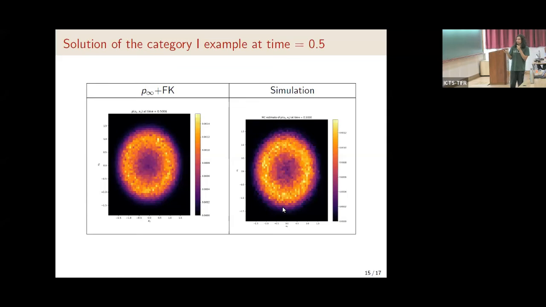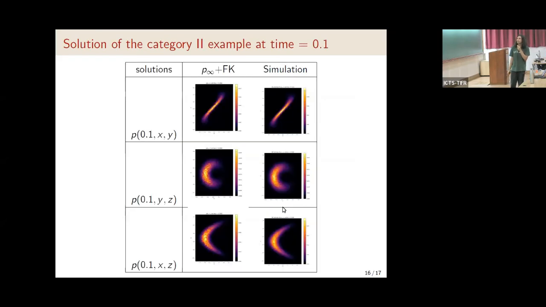This is a 2D equation, so there's a heat map. And this is a solution for the category 2 example at time 0.1. By time 0.1, you can see some nice structures appearing. Again, this is 3D in space, so one of the dimensions has been integrated out for easier visualization. The P infinity plus FK method matches the simulation.